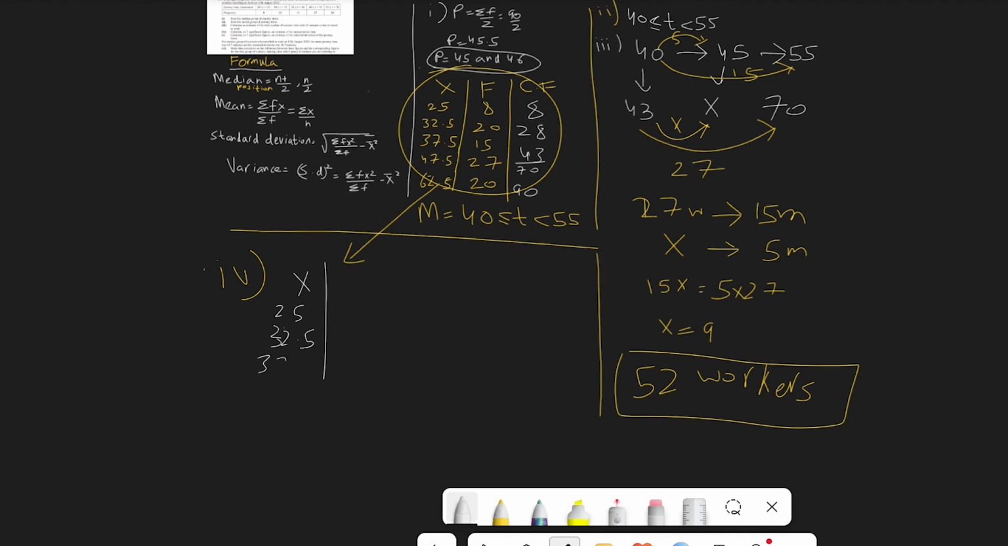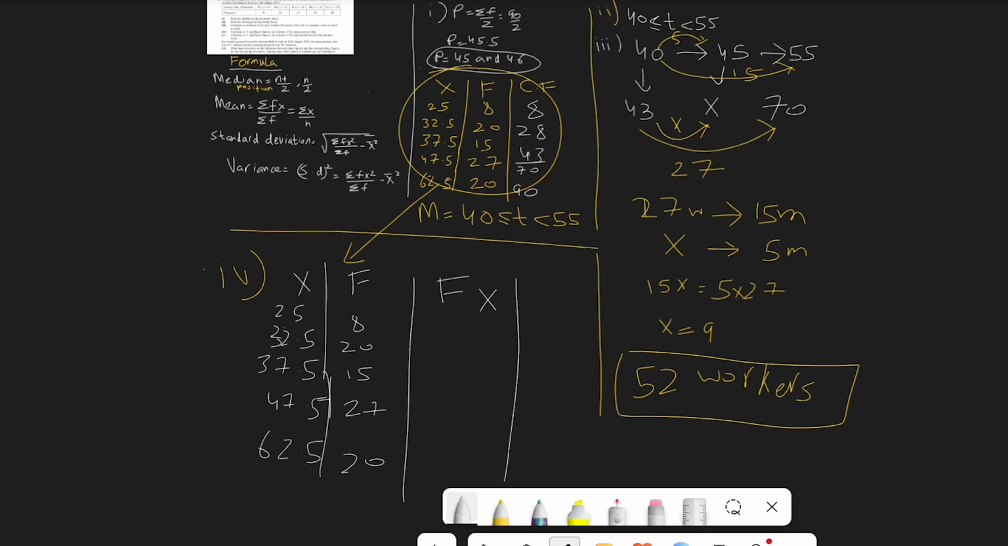37.5, and we have 47.5, then we have 62.5. And the frequencies we have are 8, 20, 15, then we have 27, and the last we have 20. Now we have to calculate fx, not f of x, which is basically the product of this.